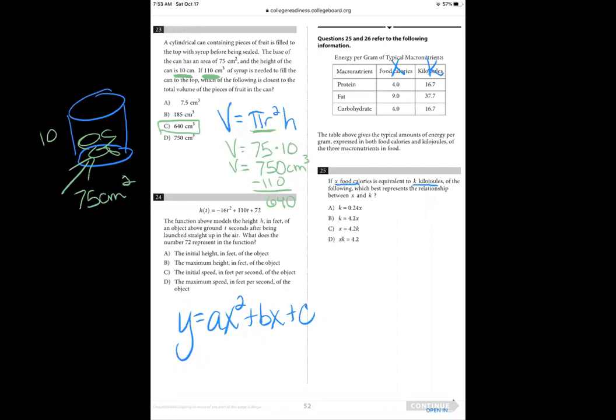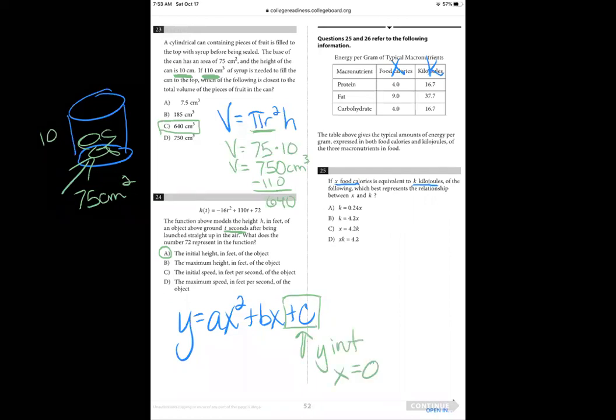For number 24, what does the 72 represent in the function? So when you have the standard form of a quadratic, the constant is the y-intercept. So based on this situation, the y-intercept would represent the initial height of the object, right? The initial height, meaning 0 seconds have passed. So when x is 0, you have the y-intercept. So the y-intercept is when x equals 0. So the initial height would be 0 time has passed, 0 seconds gives us the initial height of the object.